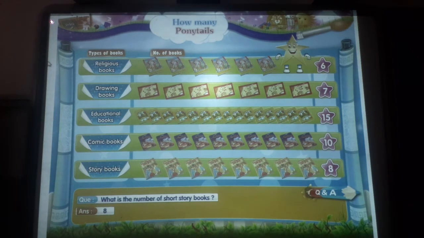Starry, now you know that you can easily answer the questions by looking at the pictures. But Starry, sometimes only pictorial information is given, and we have to frame questions using the information and draw conclusions.